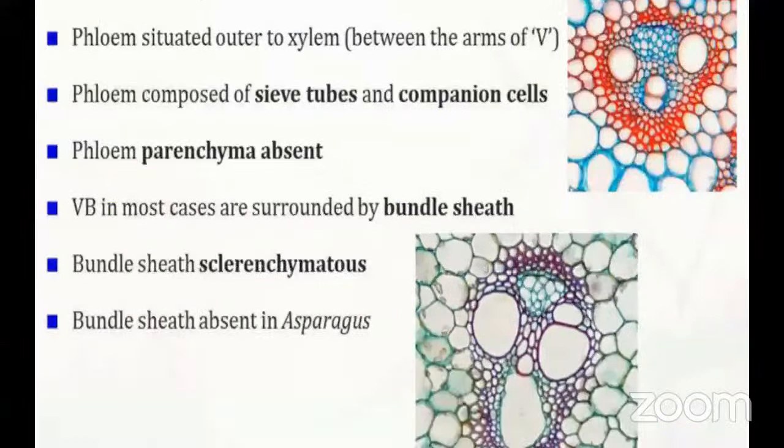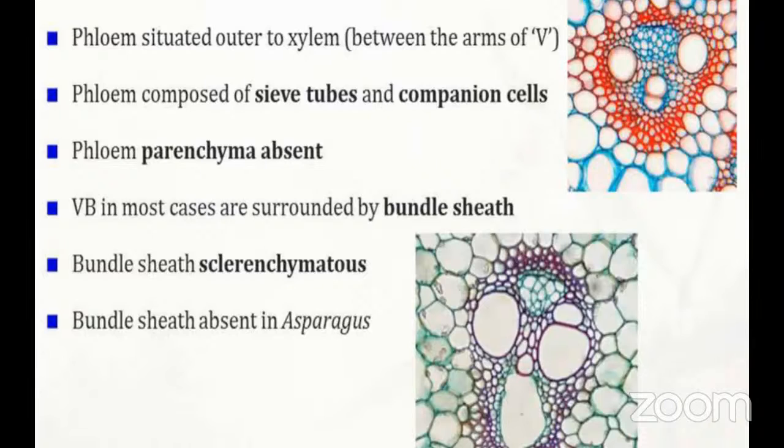Then the next one is phloem. Phloem is situated outer to xylem, between the arms of the V. The xylem vessels are arranged in the form of a V, and phloem is composed of sieve tubes and companion cells. Phloem parenchyma is absent. Coming to the sieve tubes, they are perforated. Perforated means they contain some holes or pores, like the jalleda we use at home. These sieve tubes or sieve cells are associated with companion cells just adjacent to them. And phloem fiber is also present, which is known as bast fiber. Actually in dicots also, in jute, that fiber is known as bast fiber.